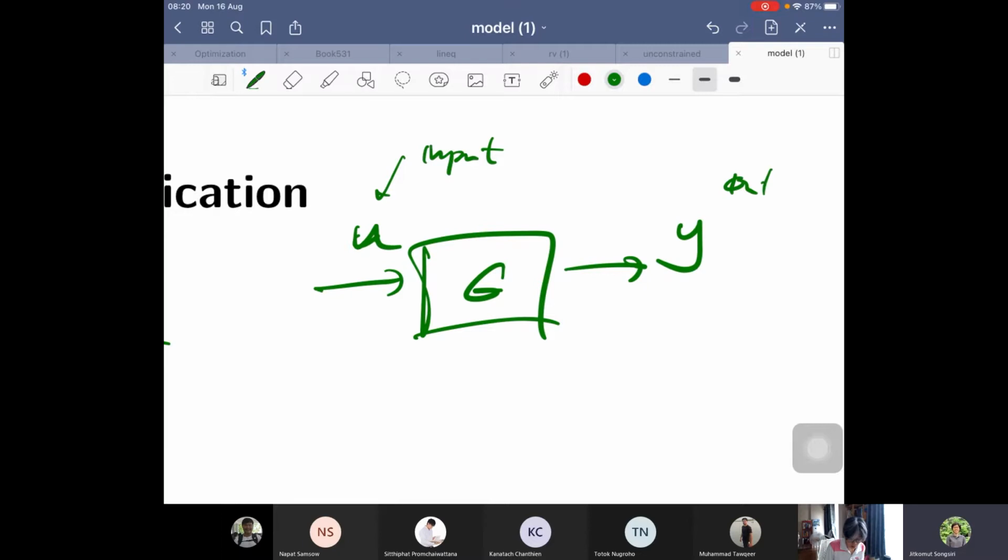In SISO, the input and the output are both scalar signals. If the model is MIMO, the inputs and the outputs are vectors and can be vectors of different dimensions.